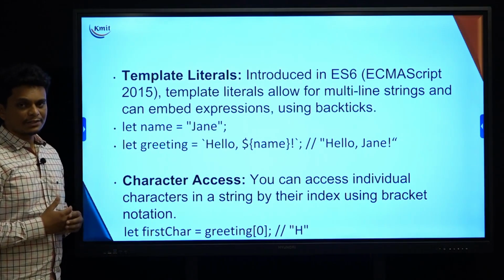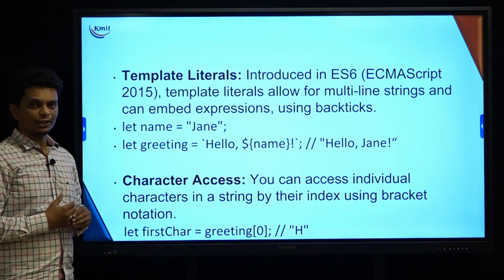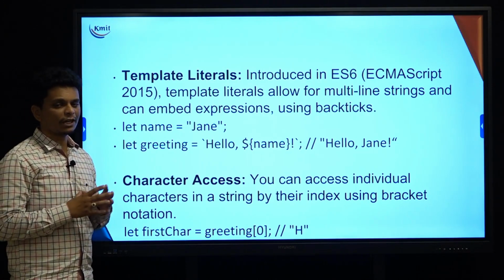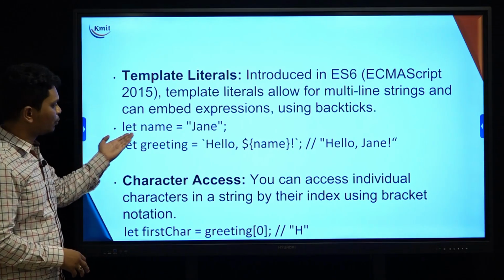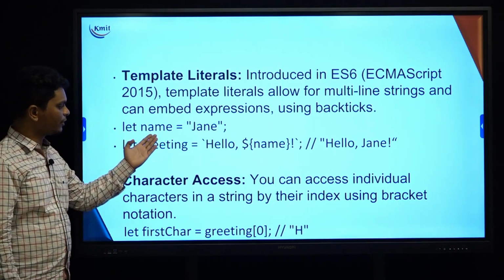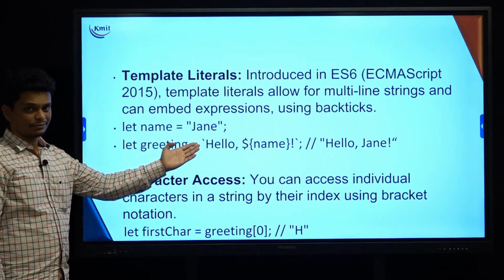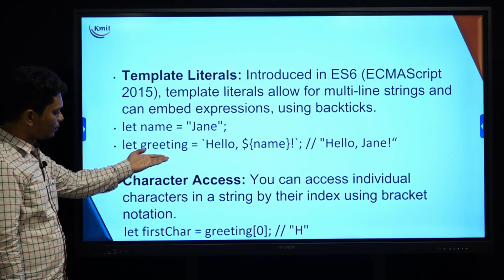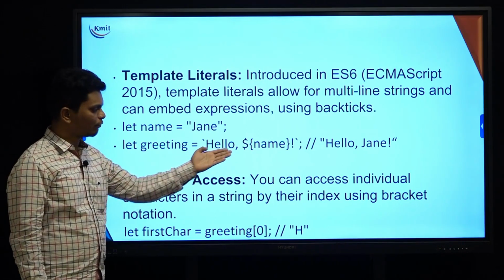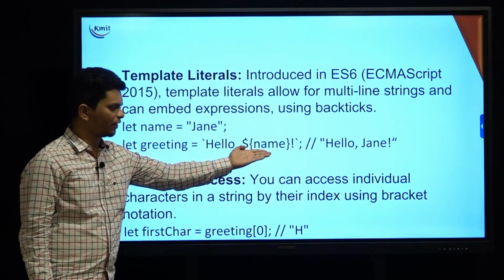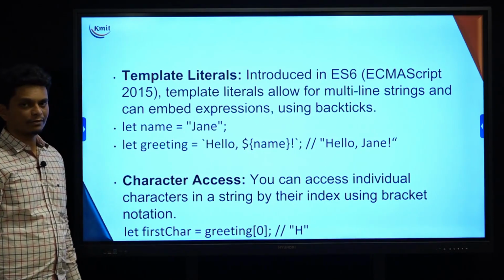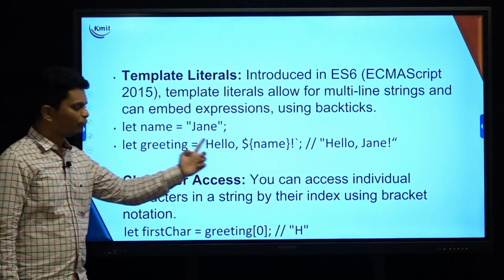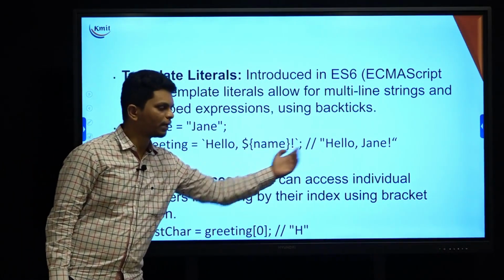Then in ES6, template literals have been introduced. Using this concept, we can have multi-line strings. Look at this example. We have a variable called name whose value is Jane. Then we have a variable called greeting. Greeting has a value hello followed by dollar and within curly braces we have name. So this is the template literal. In this place, the value that has been assigned to name will be printed. So here you will get hello Jane.